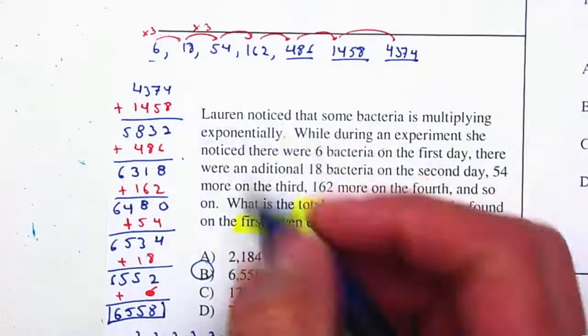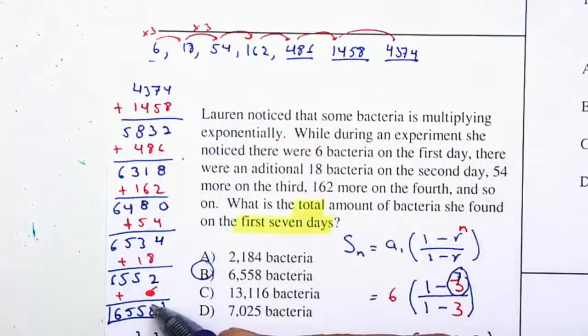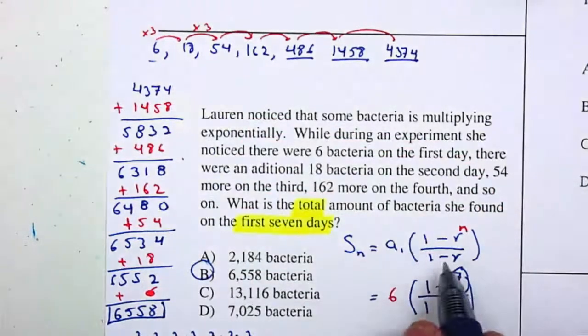So if it's multiple choice, you can go through the process and just add up all the numbers. If it's open response, you have to go through the formula to find the answer. So your answer is B.